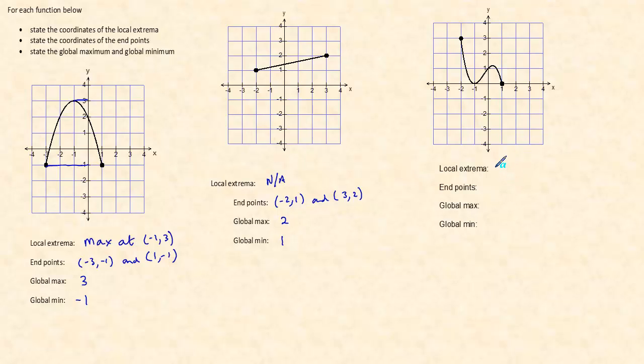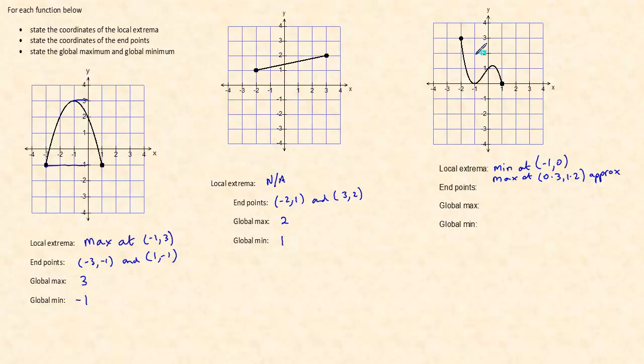Now if we look at this one, we've got a local minimum, and that one is at -1, 0. And we've also got a local max. Now, it's hard to see exactly where that max is, but let's say that it's about 0.3 and 1.2 approximately.